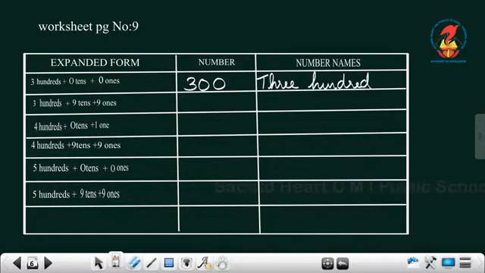3 hundreds plus 9 tens plus 9 ones. What number is there in the hundreds place? 3. In the tens place? 9. And in the ones place? 9. So what number is that? 399. How will you write the number name?